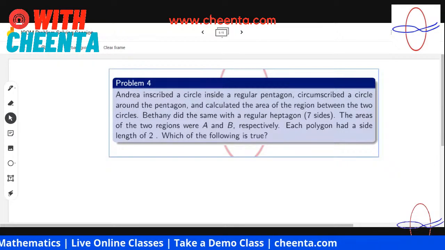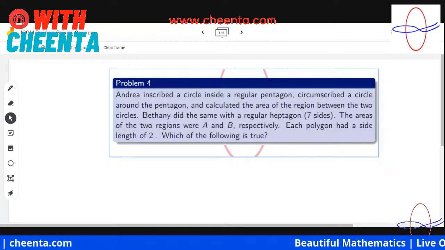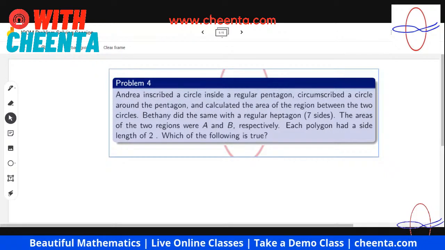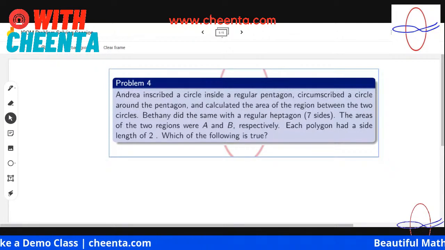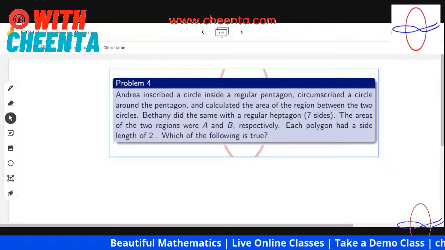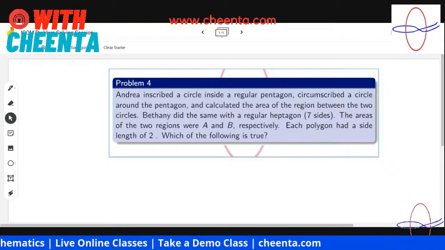She calculated the area between those two circles. Now Bethany, her friend, did the same with a regular heptagon. And the radii of the two circles are A and B, and each polygon has a side length of Q. So which of the following are true? So now what are the following options?